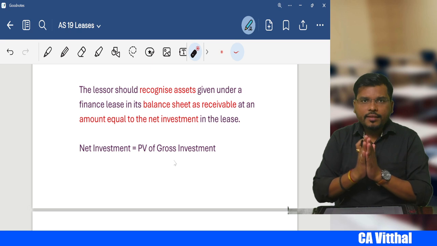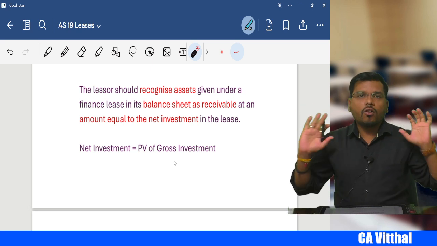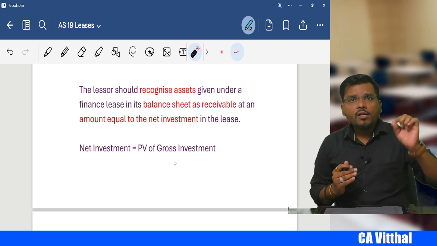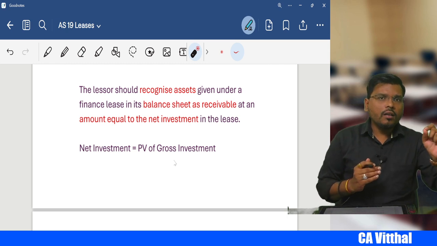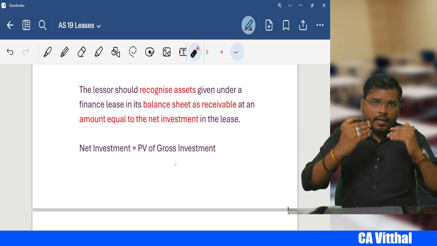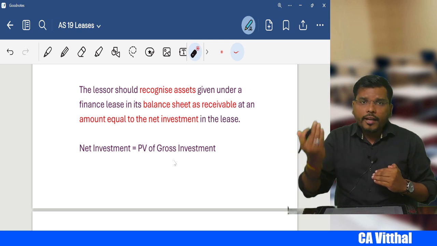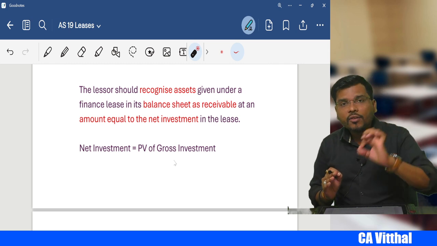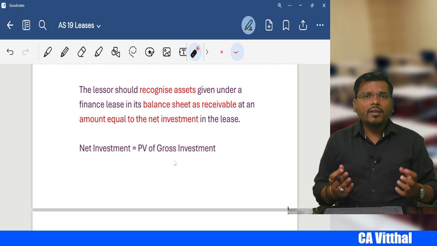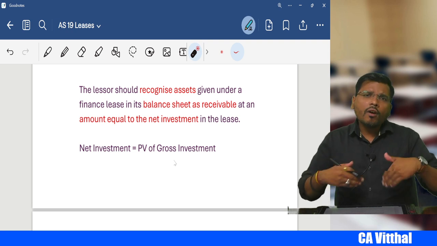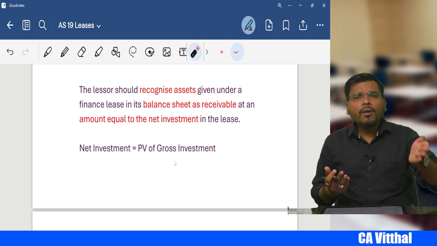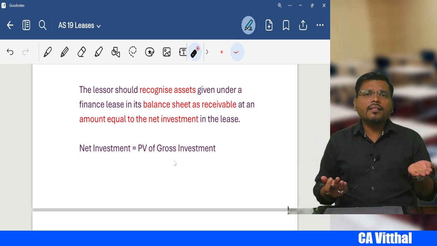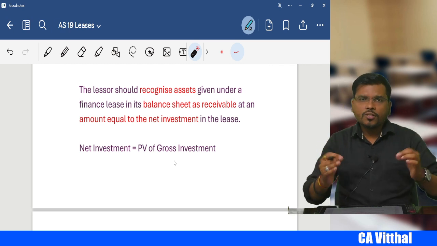In case of finance lease, how will the lessee record, and how will the lessor record? The lessee will record the asset at the lower of the fair value of the asset or the present value of minimum lease payments. In the books of the lessor, the lessor will record the asset in the balance sheet as a receivable, at the net investment. And what is net investment, sir? It is nothing but the present value of gross investment. Then what is gross investment, sir? That is minimum lease payment plus unguaranteed residual value. Then what is minimum lease payment, sir? Total lease rental plus guaranteed residual value, right?